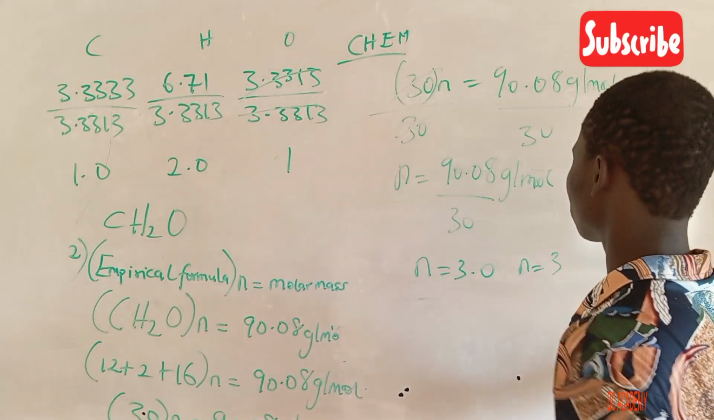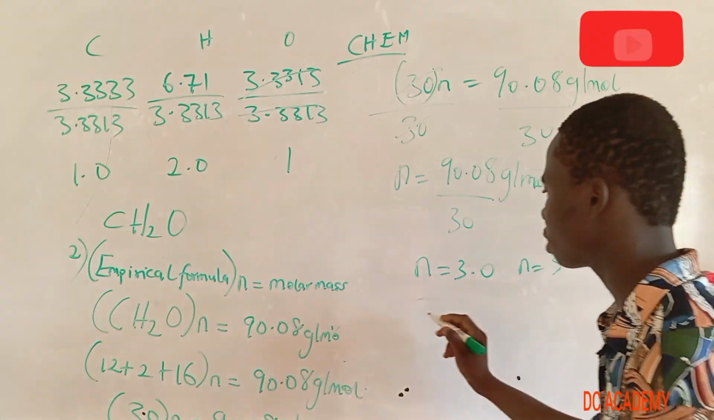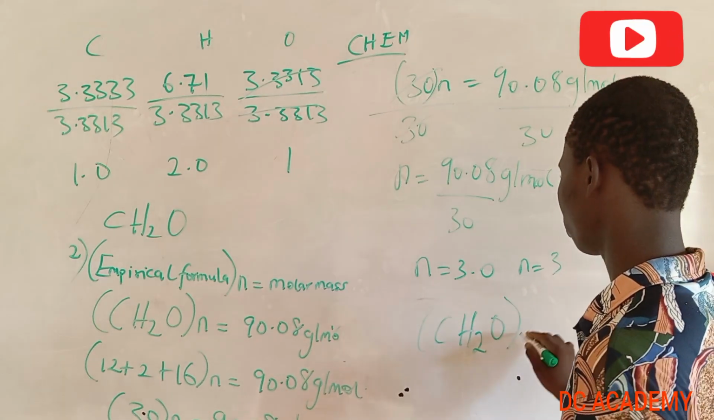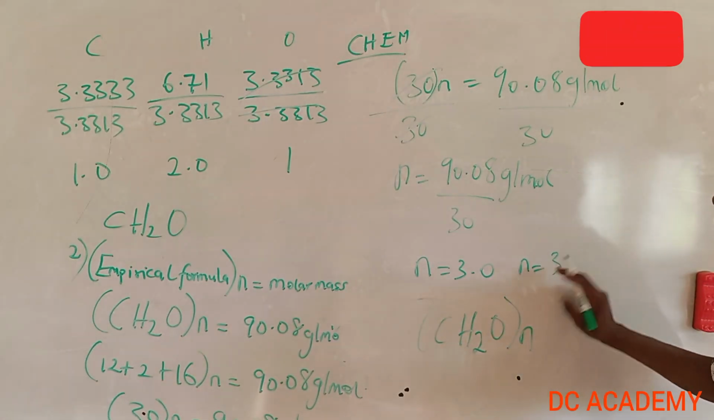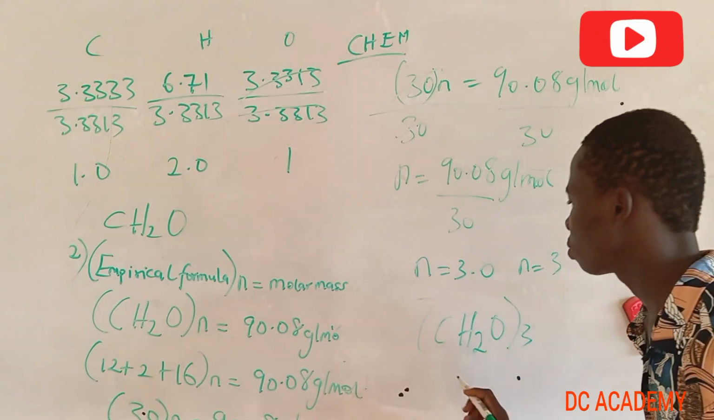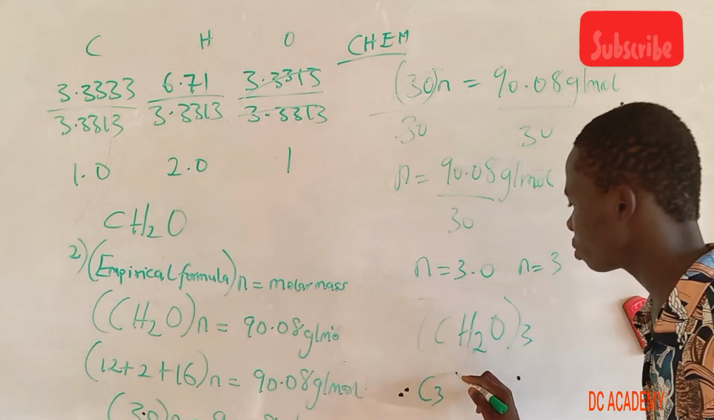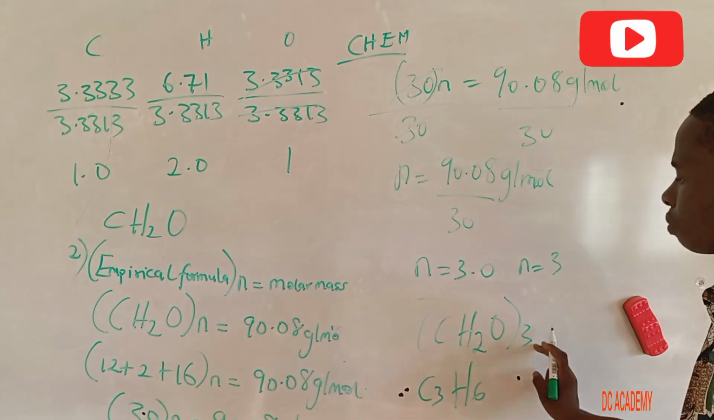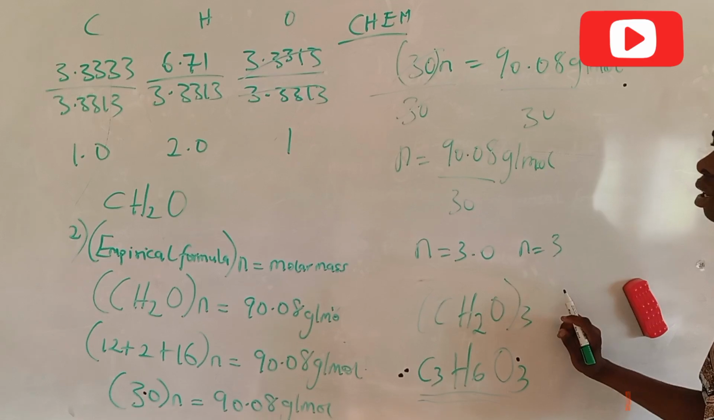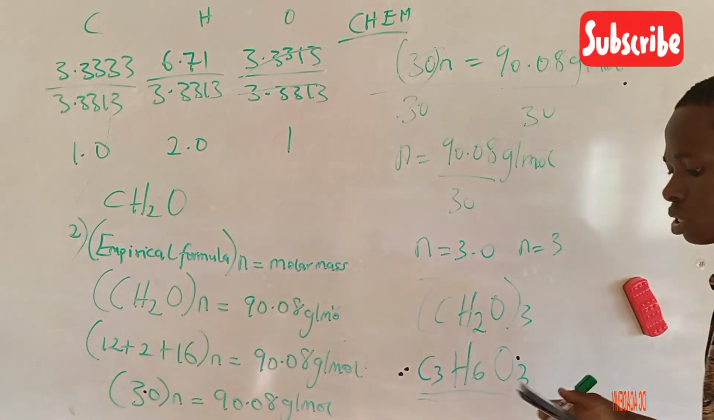Now, come back to the formula that gave you CH2O. We got our n to be 3, so substitute 3 here. 3 times 1 is C3. For hydrogen, 3 times 2 is H6. And for oxygen, we have O3. So this is the molecular formula, and that is the empirical formula. So this is how to determine it.